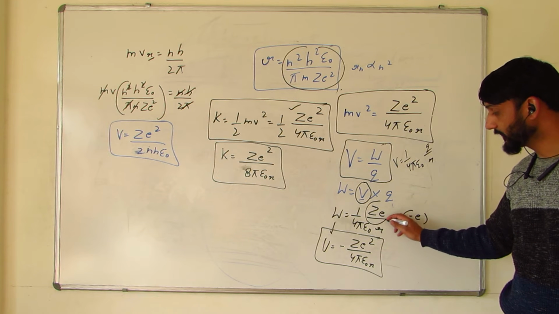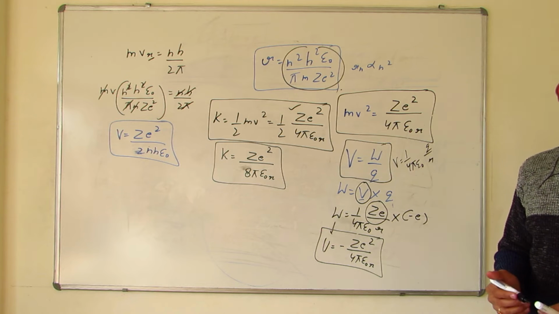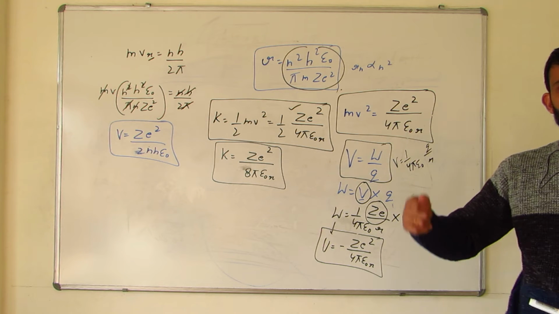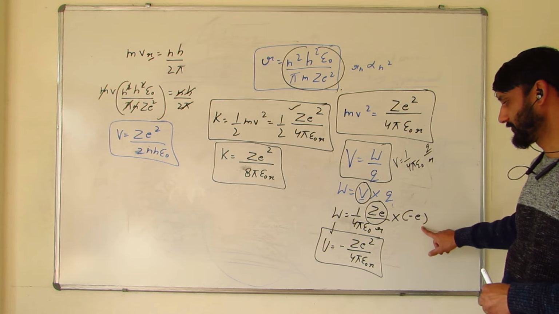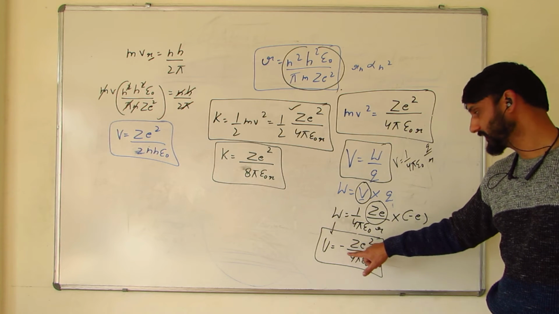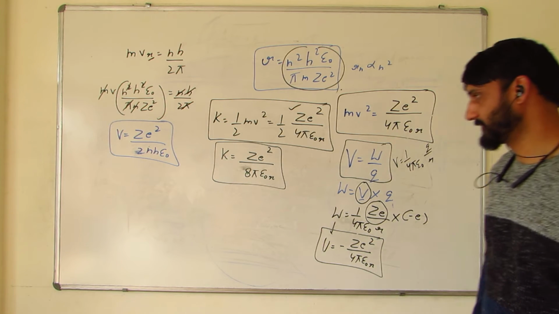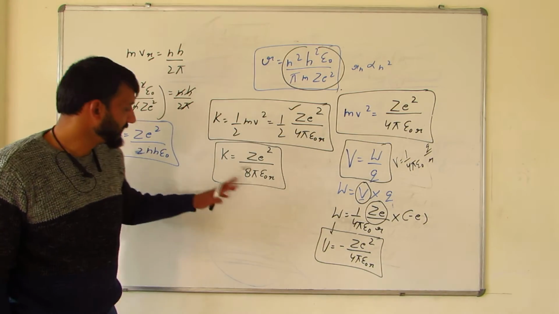So 1 upon 4 pi epsilon naught. Z is the atomic number, that also I told you. E is the charge of an electron, which will be equal to the charge of a proton. And then minus E is the charge of the electron. So this work done will become the potential energy, U equals minus Z square e square upon 4 pi epsilon naught R. So this becomes your potential energy, and that was the kinetic energy.